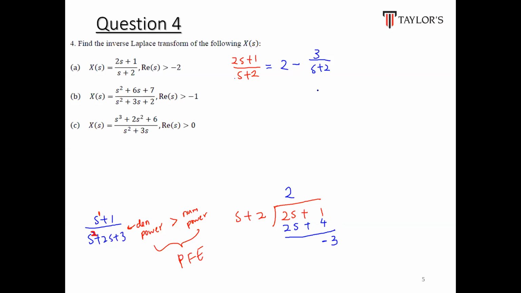And now you don't even need to do any partial fraction for this question. Because 2 will give you 2 delta t. And this one will give you e negative 2t of ut. You must take care of this one, okay? So that it's positive one when it's greater than negative 2. So that's the answer for A. Let me erase off some space at the bottom.